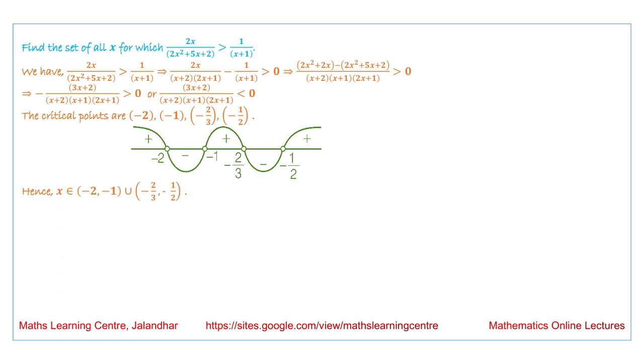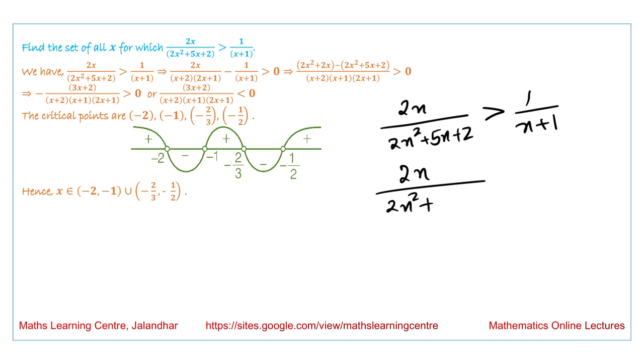Next, find the set of values of x for which 2x over 2x square plus 5x plus 2 is greater than 1 by x plus 1. So we can write 2x over 2x square plus 5x plus 2 minus 1 by x plus 1 is greater than 0. On solving, if we take the LCM, we obtain the final answer in this form.